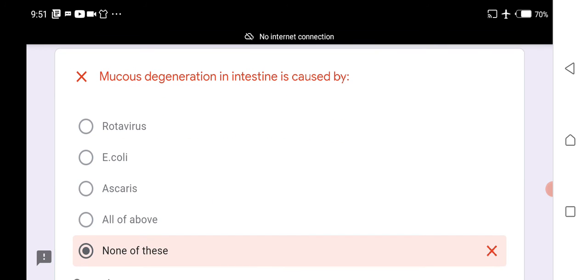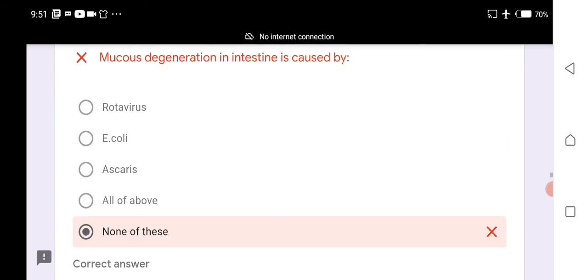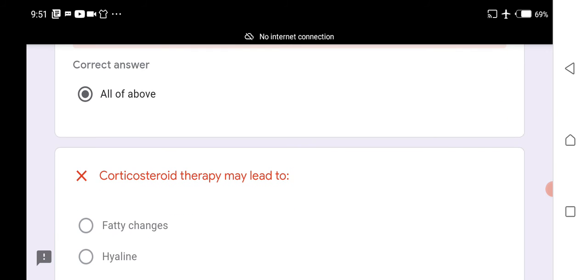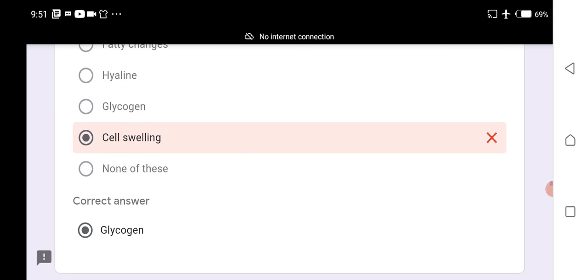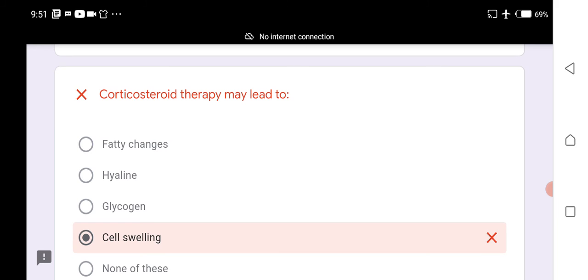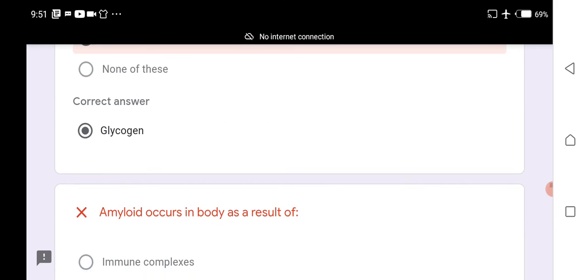Mucus degeneration in intestine is caused by all of the above: rotavirus, E. coli, and Ascaris. Corticosteroid therapy may lead to glycogen.